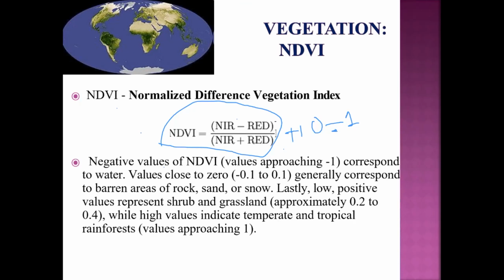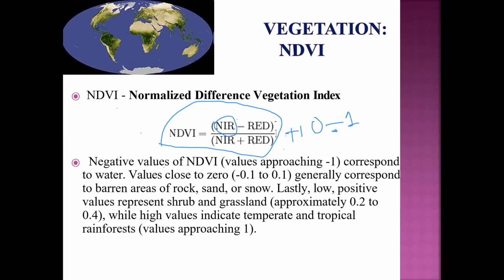So how it will be? Range varies from plus 1 to minus 1. Here you will see that for the vegetation, it reflects more and more NIR, so this value will be greater, and this value will be low. And negative values of the NDVI correspond to the water.